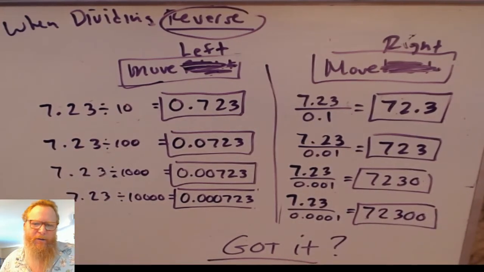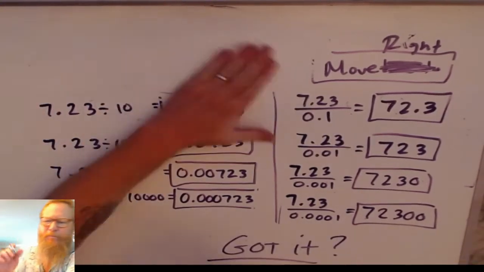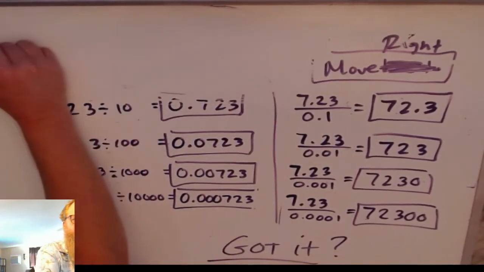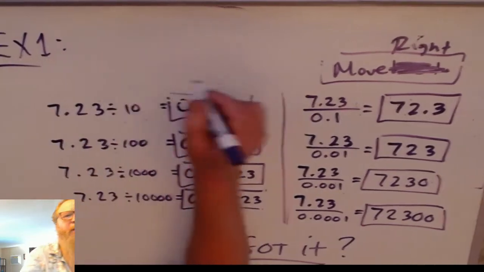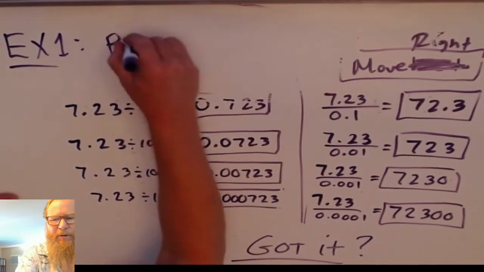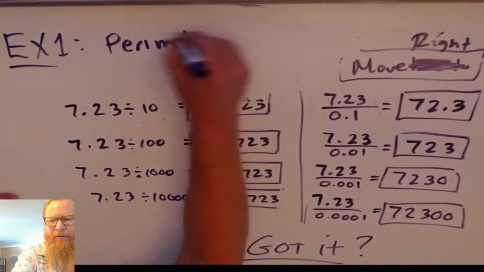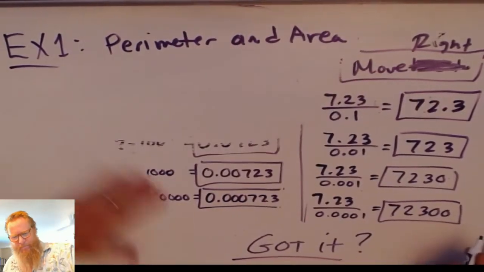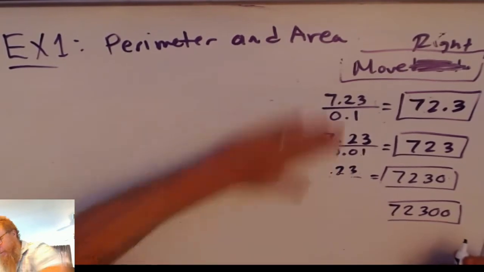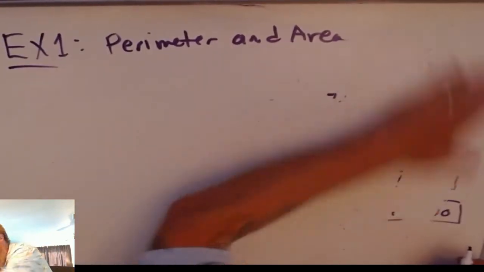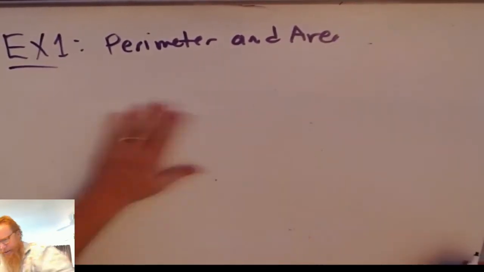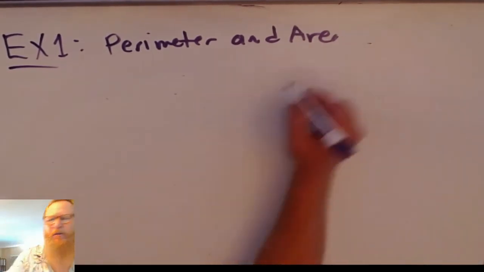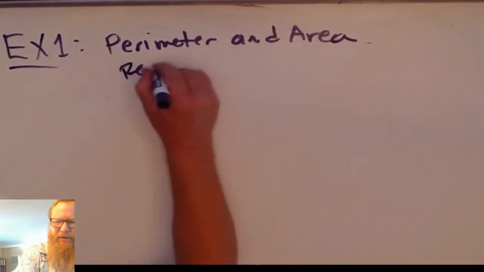Now we're going to move on and do some geometry. So let me just officially start this lesson now. Example 1, we're going to talk about perimeter and area. Let's start off with something really simple that we did before. Formulas that you hopefully already know. Rectangles.